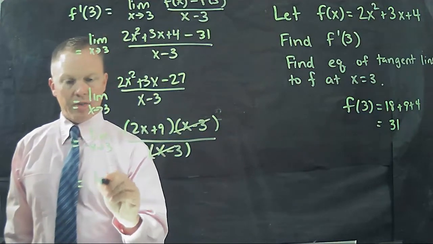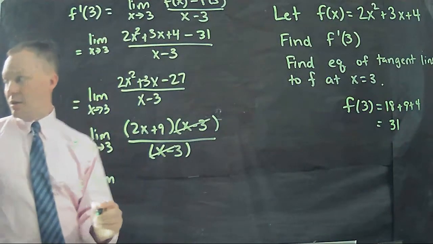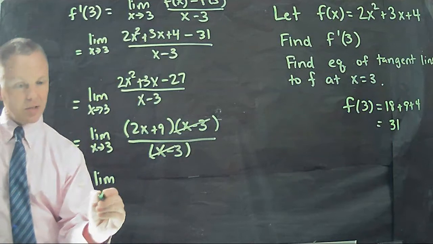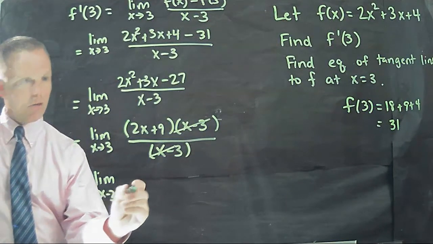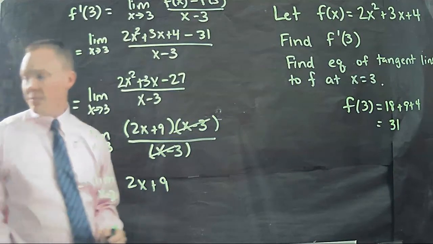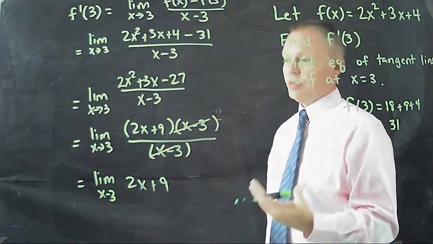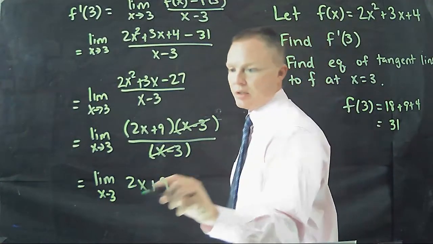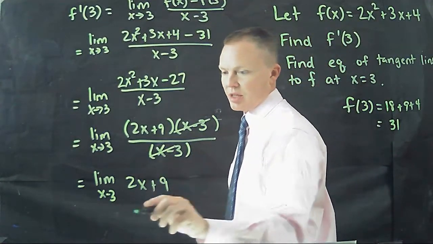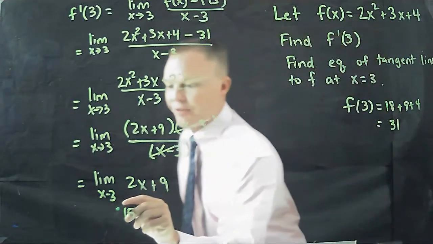So now this is the limit. I'm going to move out of the way so you can see the limit as x goes to 3 of 2x plus 9. And so now we can go ahead and compute that limit by substitution and say that's 2 times 3 is 6, plus 9 is 15. Okay? So what is 15?